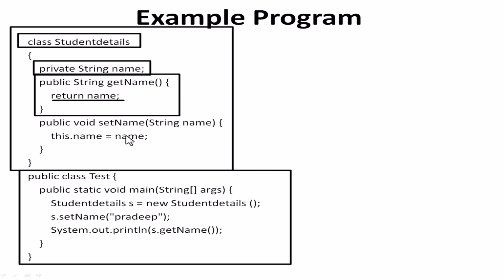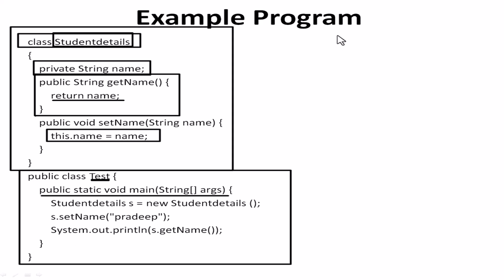Next, in order to set the name, whatever name you are going to set from another class, you set it by using this.name = name. Here we have created a class called Test. If you observe, StudentDetails is a class which doesn't have any main method. Test is a class which has a main method, which is public static void main(String[] args).